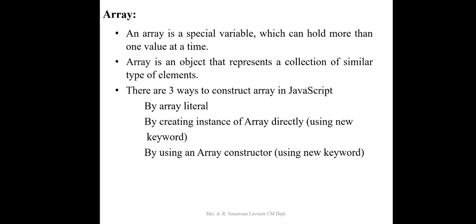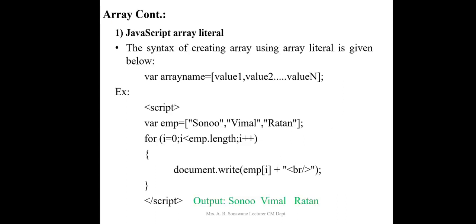In JavaScript, there are actually three ways in which we can construct an array. First is by array literal. Second is by creating an instance of the array directly, and thirdly we are using the array constructor with the new keyword. First of all, we will be creating a JavaScript array using a literal.